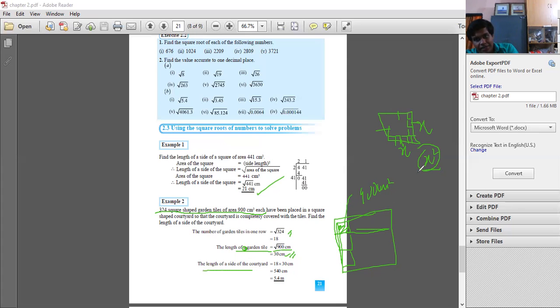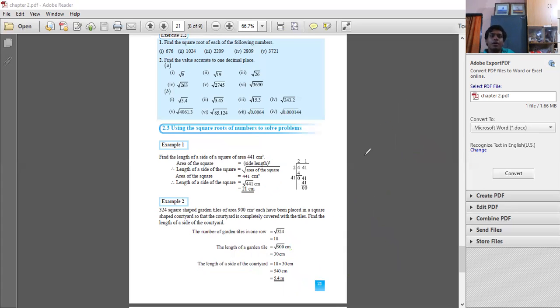Then the length of a side of the courtyard: we found the length of a garden tile, and we found how many tiles there are, so we can find the total length. That will be the length of the side of the courtyard. Okay, hope you guys understood that.